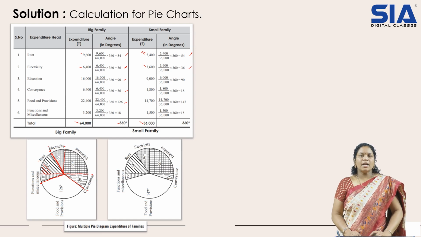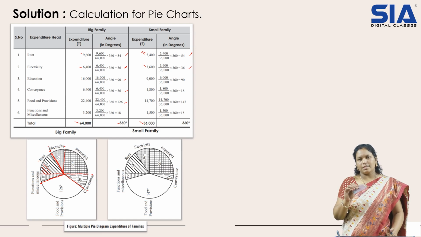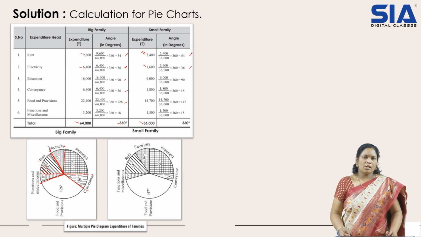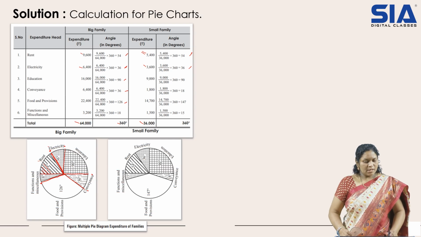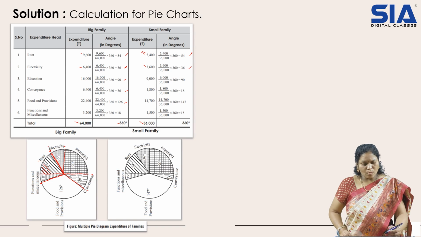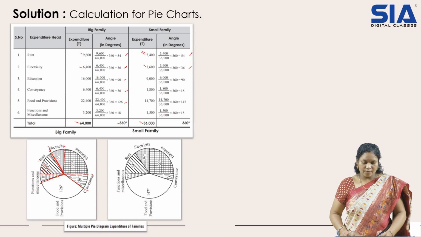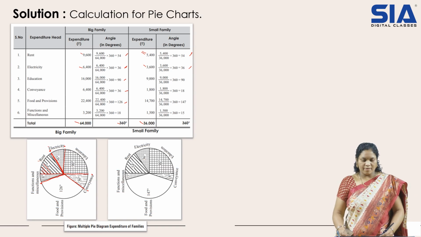Without a protractor you can't, so carry your protractor for the exam. With the protractor itself you have to do the first value, then the next value. Without it, with the scale alone you can't. So definitely we should have a protractor, then only you can go for a pie diagram. So similarly go for the small family data also. We have got all the degrees already, right?